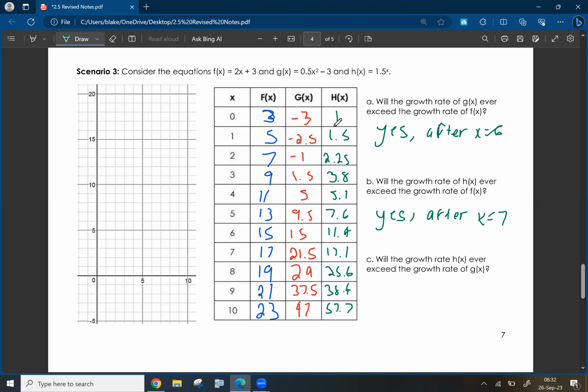H of x, again, as you can see, it's actually larger to begin with, but then it becomes smaller, right? You can see it's now smaller than g of x, but then it passes it again. So yes, you can see at the end that h of x is larger than g of x. So yes.